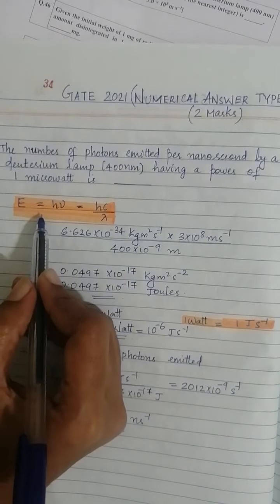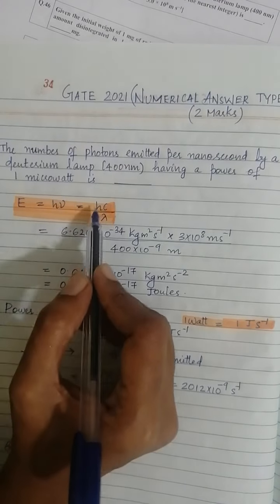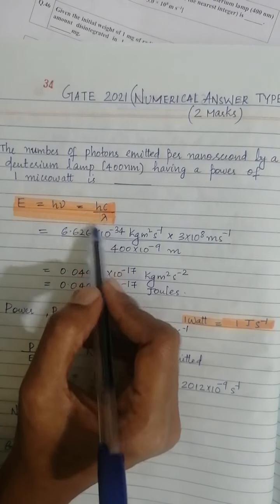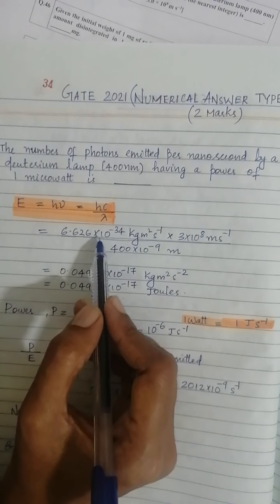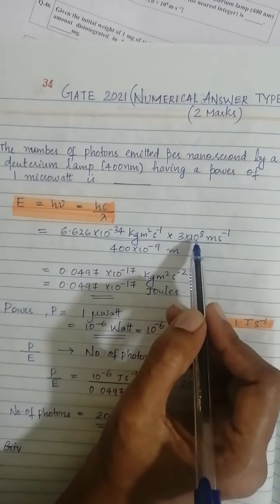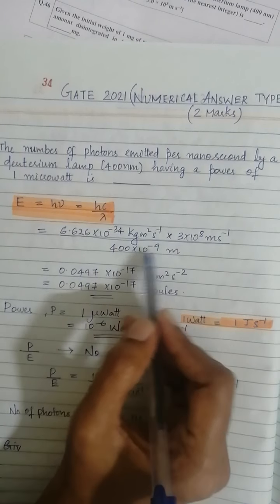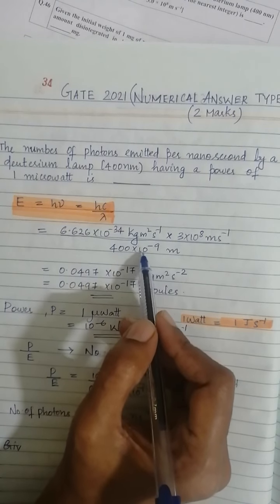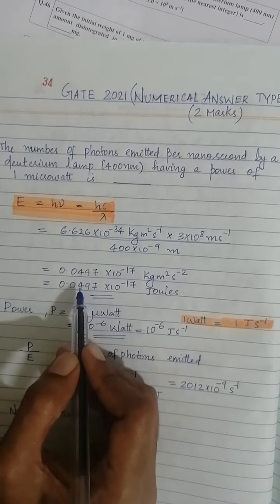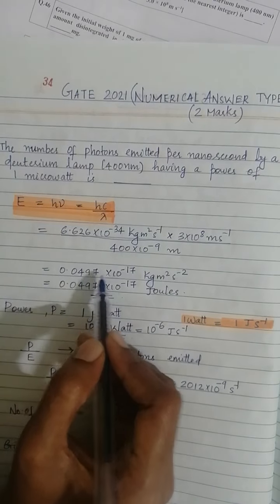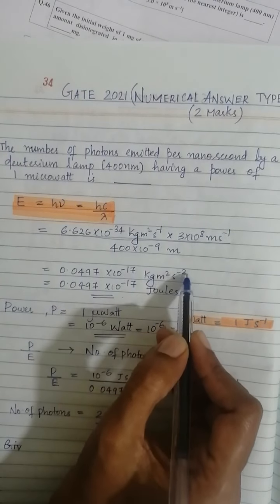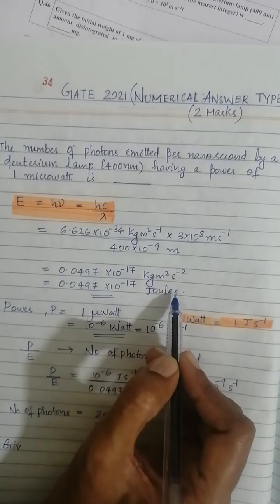So we know that the equation of energy E is equal to h nu, that can be written as hc by lambda. Now substituting the values: 6.626 into 10 raised to minus 34 kilogram meter square second raised to minus 1 into 3 into 10 raised to 8 meter per second divided by 400 into 10 raised to minus 9 meter. On solving this, we'll get 0.0497 into 10 raised to minus 17 kilogram meter square second raised to minus 2, which is nothing but joules.